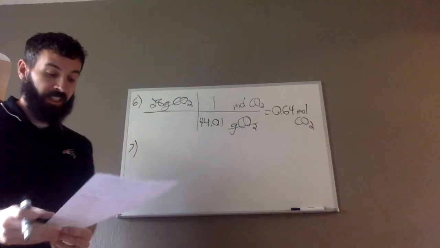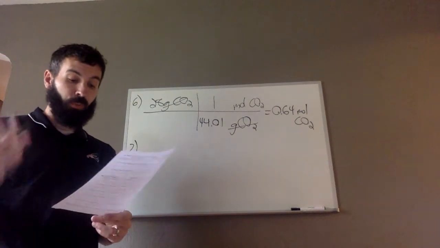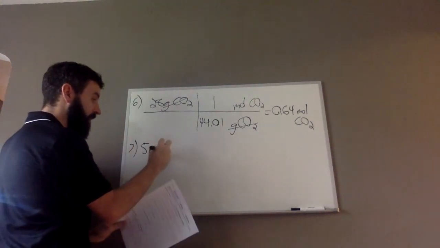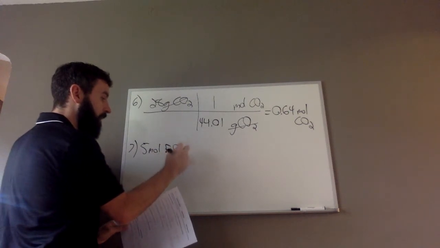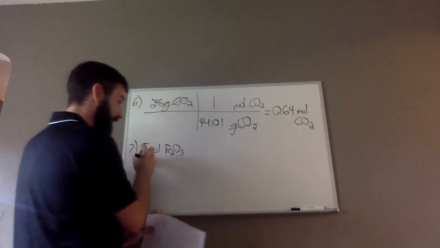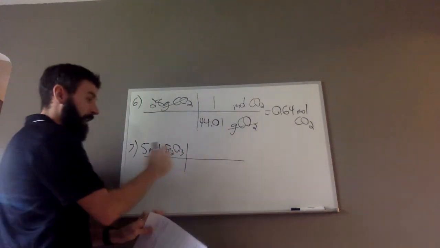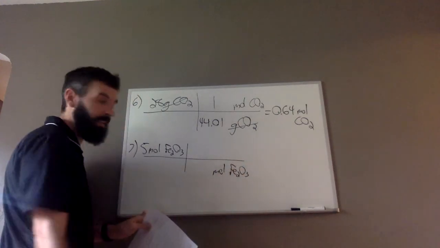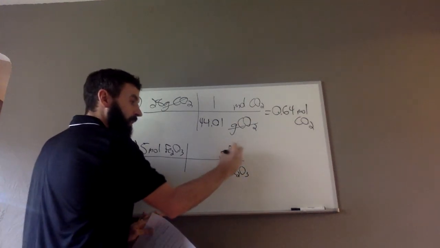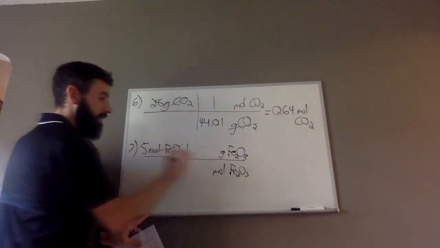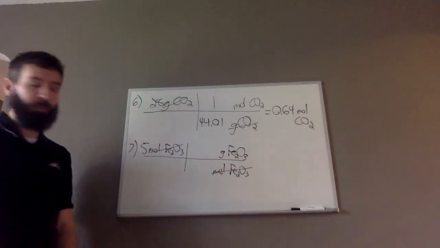Now problem 7 is the exact opposite. This time we're going to go from moles to grams. It says we start with 5 moles of Fe2O3, and we want to find its mass in grams. Again, that unit, mole Fe2O3, drops down there. The unit we're looking for, grams, goes in the top right block. This unit cancels. Now again, I put in my numbers.